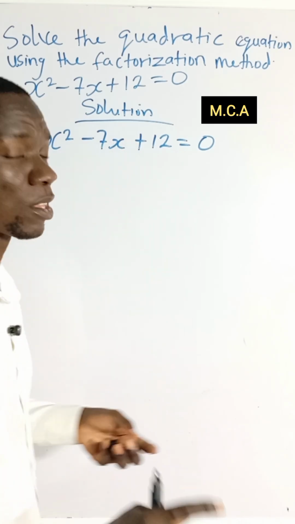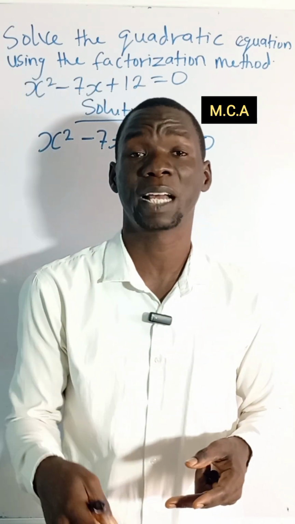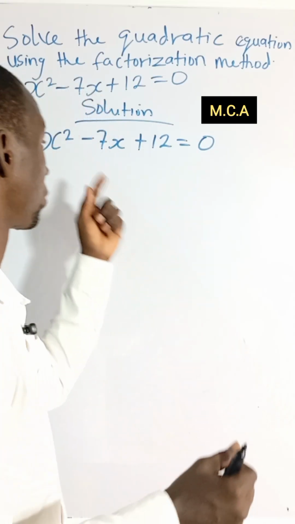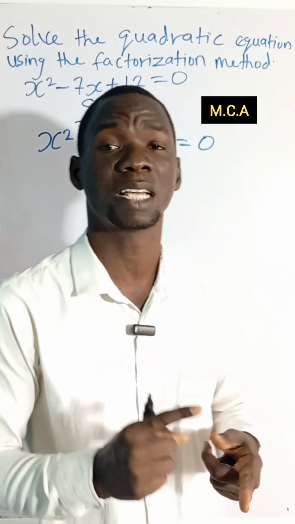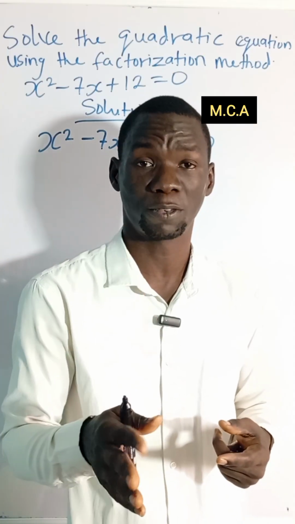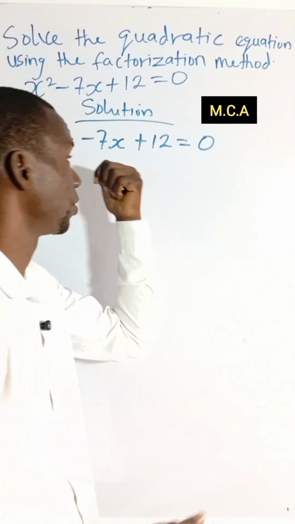So 2 and 6, if you multiply them, will give us 12. But if you subtract, it will not give us what? Minus 7. If you use plus 3 and plus 4, it will give us 12 when you multiply them, but it cannot give us minus 7.